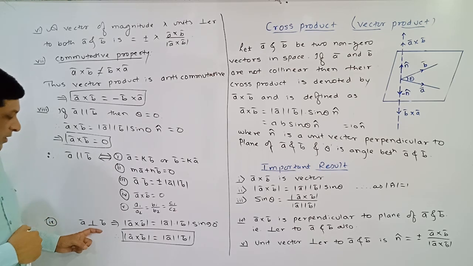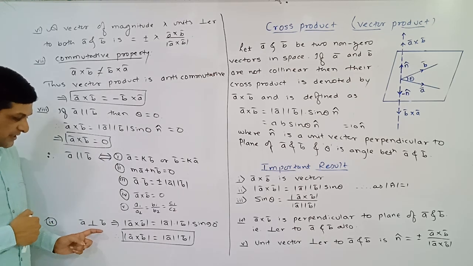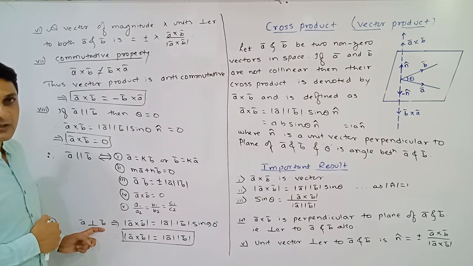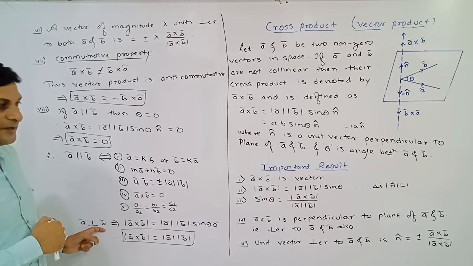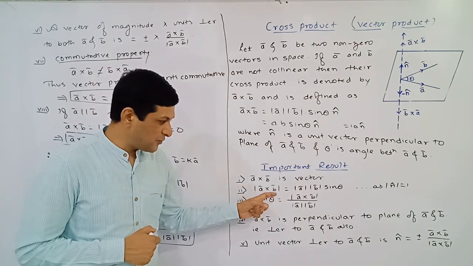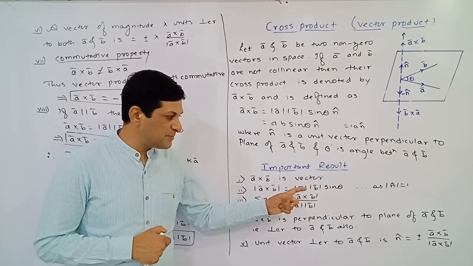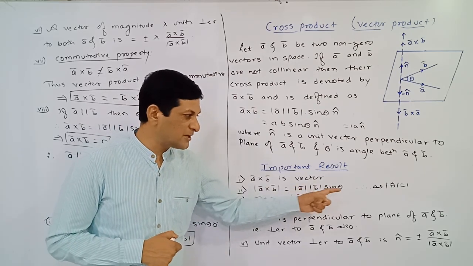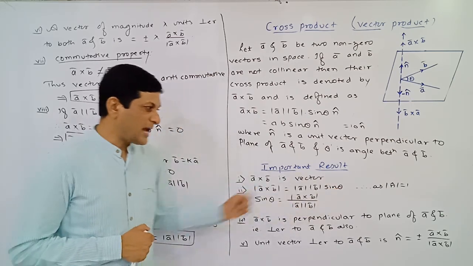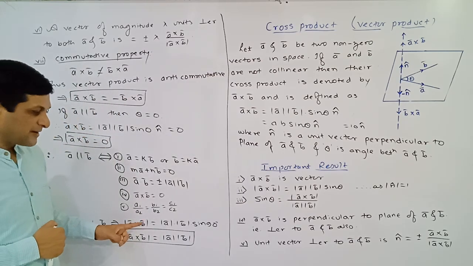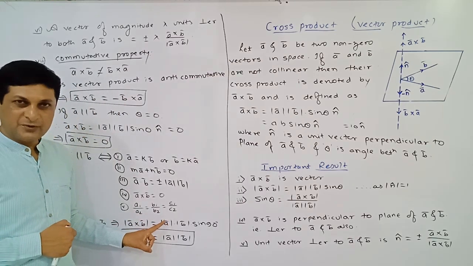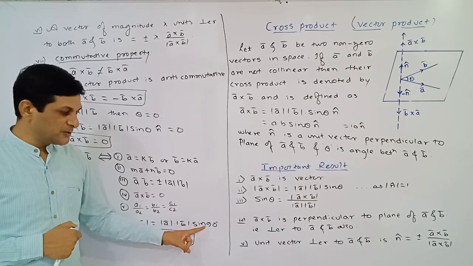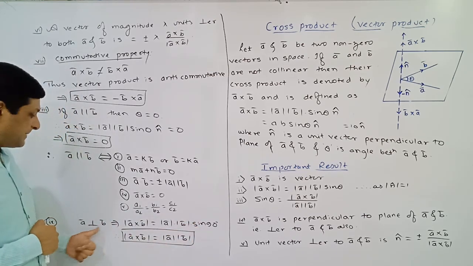Perpendicular. Now let us see what result we are getting in case of cross product. If these two vectors are perpendicular, it means the angle between them is equal to 90 degrees. Just now we have seen one formula, that magnitude of a bar cross b bar is equal to magnitude of a bar into magnitude of b bar into sine theta. We are applying this result, but the vectors are perpendicular.